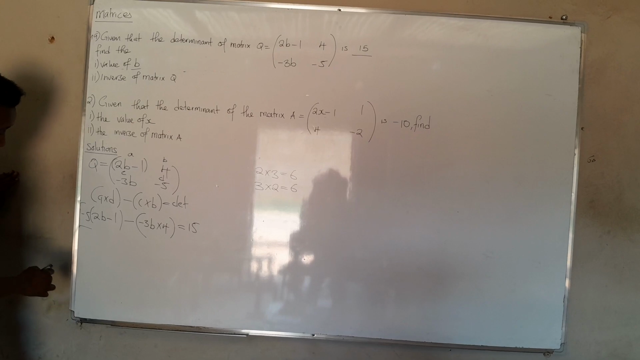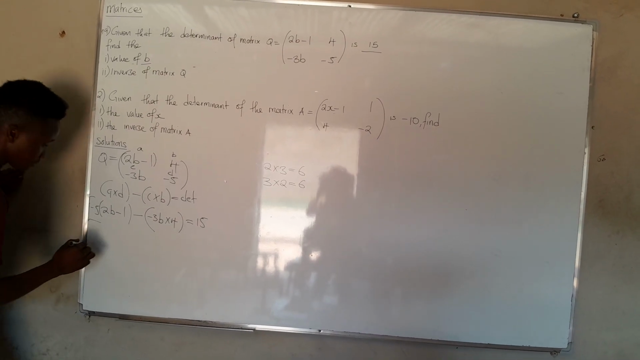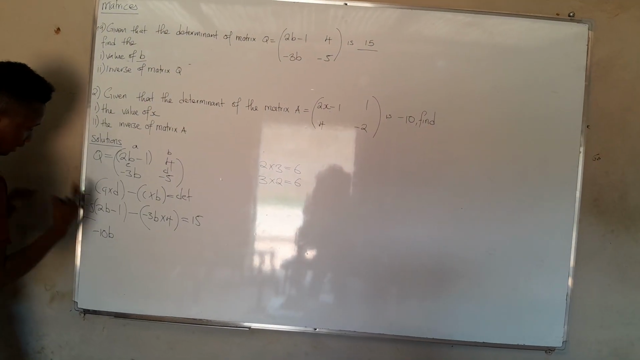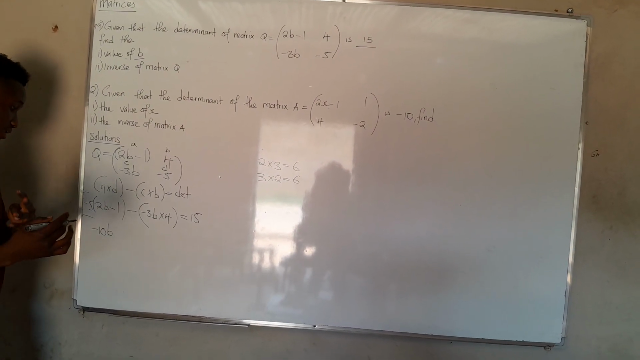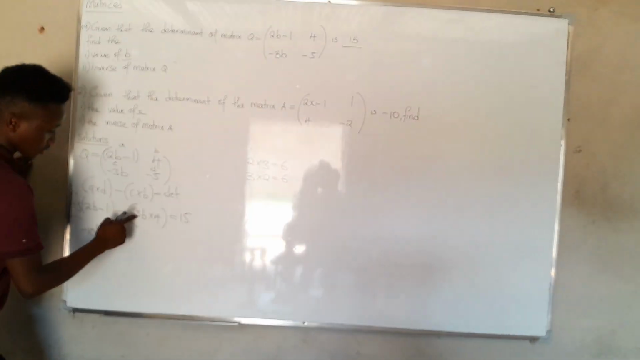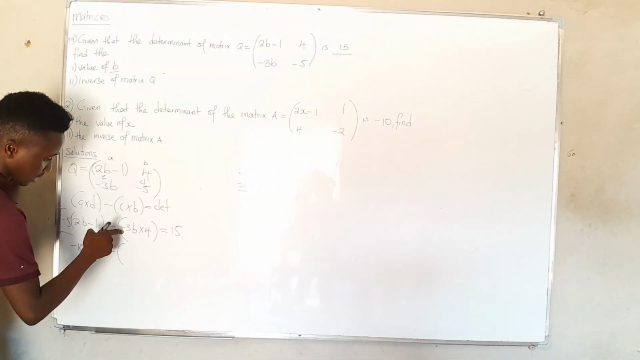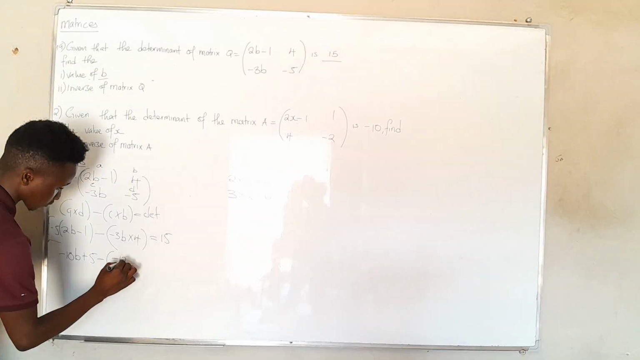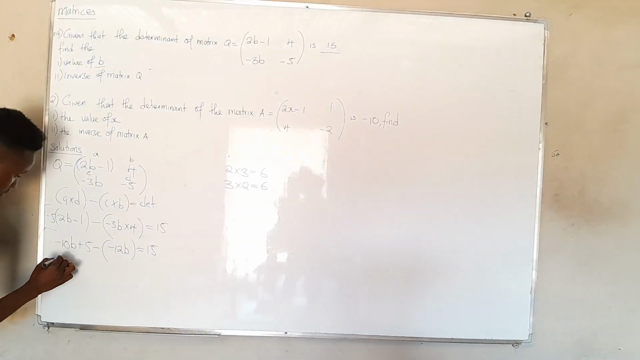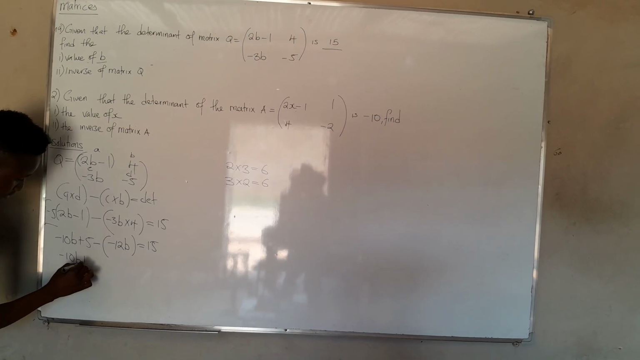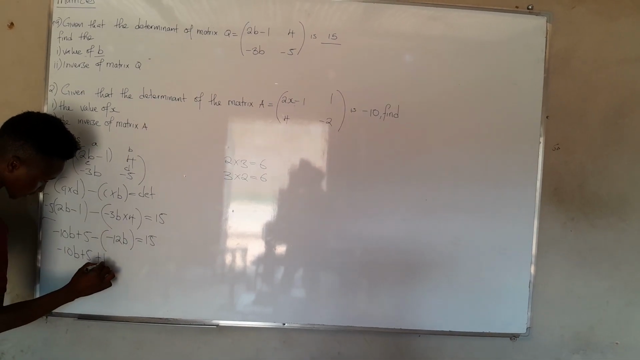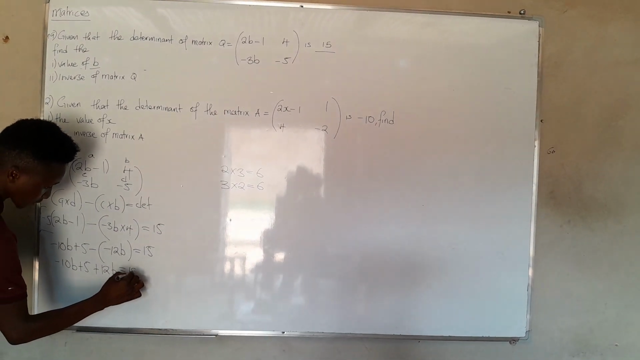Then from there, negative 5 times 2b will give me negative 10b. Then negative 5 times negative 1, negative times negative, we are going to say it is a positive, so plus 5 times 1 will give me 5. Alright, so here I'll say minus negative 3b times 4 will give me negative 12b, is equal to 15. So negative 10b plus 5, okay? Negative times negative again will give me a positive, so I have 12b is equal to 15.